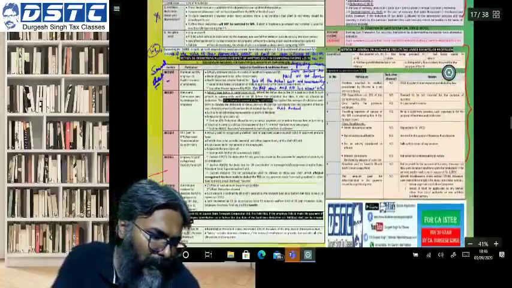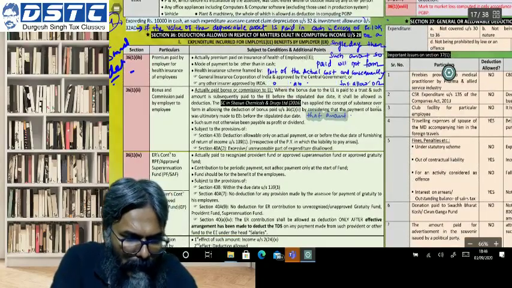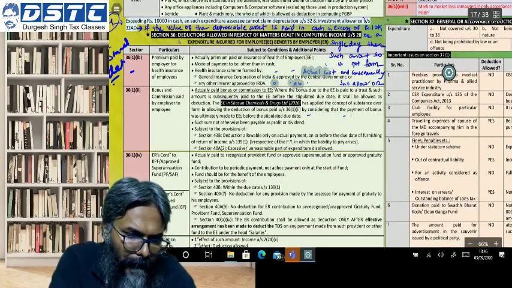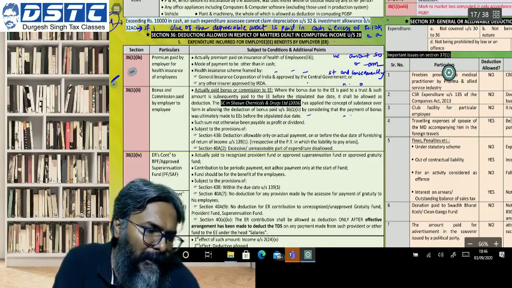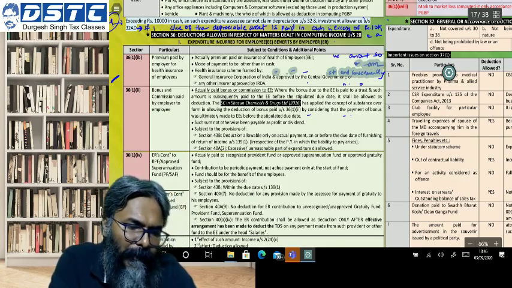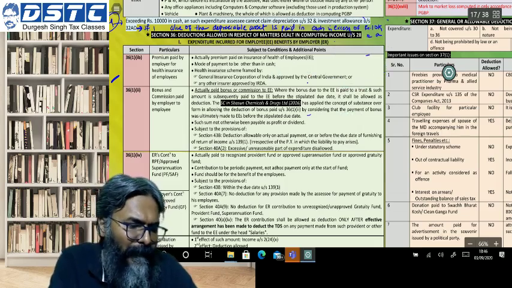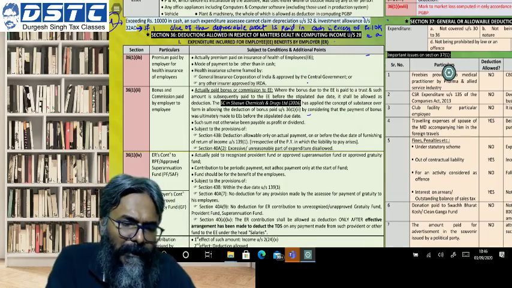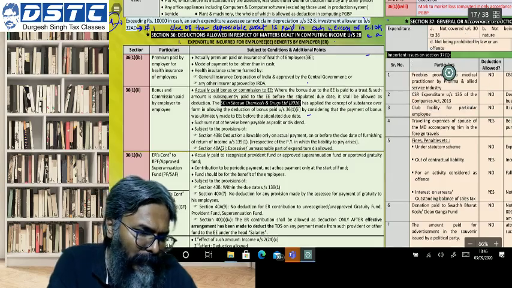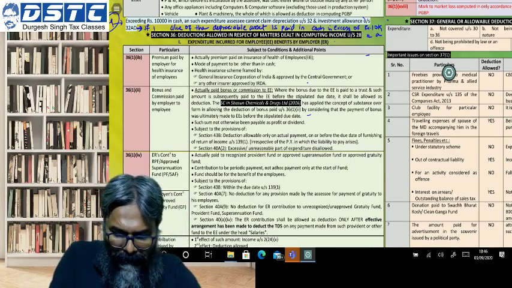The first one, now you will take this particular slide, is slide number 12. Herein, the first one, 36(1)(ib), premium paid by the employer for the health insurance of the employees. So the employer has made the payment, like a group insurance policy, something of that sort has been taken, and therefore the employer has made the payment of the premium. So what is the treatment of that particular premium amount? The premium paid by the employer for the health insurance of the employee would be allowed as deduction.